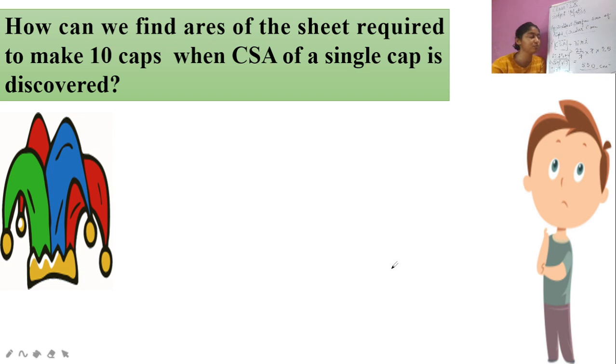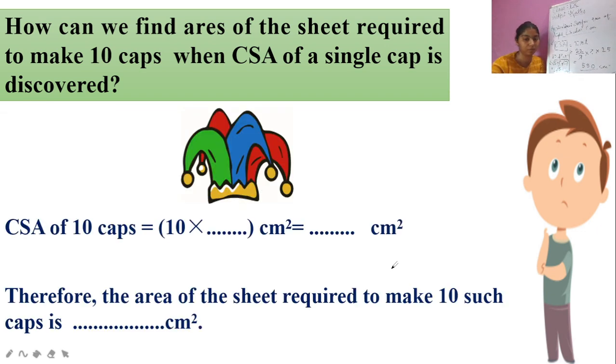Now students, how will you find the area of the sheet required for the 10 caps? You have to tell me how much is required for the 10 caps. We found it for 1. Now for the 10, what do you have to do? Do we have to multiply? Yes. As we have calculated the curved surface area, we just multiply the curved surface area by the 10 caps. Then we will get the area of the sheet.